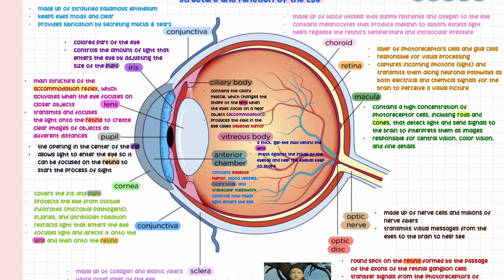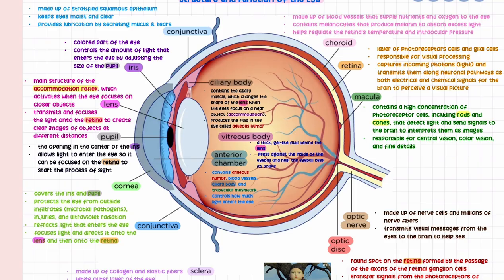We have here in front, here is our anterior chamber. This contains the aqueous humor, blood vessels, ciliary bodies in there, and trabecular meshwork. We'll discuss that more later. It helps in the controlling of how much light enters the eye. But I like to think mainly of the cornea, the lens, the pupil, and iris as the ones that the MCAT will be asking about. It helps in it, but it's not the main guy with that.